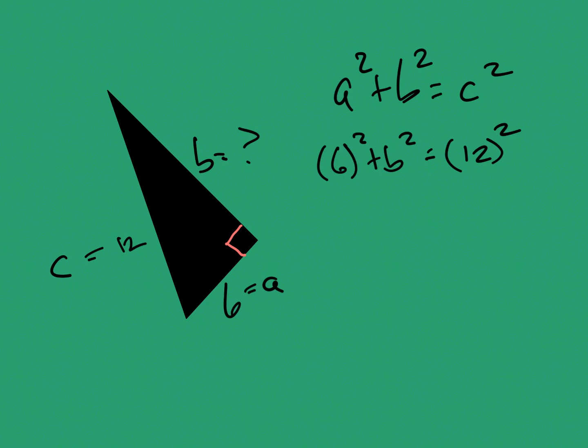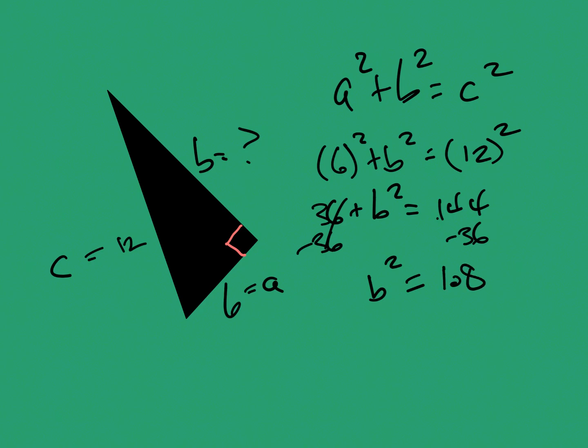A little less daunting than the quadratic formula. Less stuff to keep up with, right? 6 squared, 36, plus B squared equals 12 squared. What's that, 144? What's going to be next? Subtract 36, good. If we're looking for a leg, you're going to have a subtraction step involved. 144 minus 36 is what, 108?